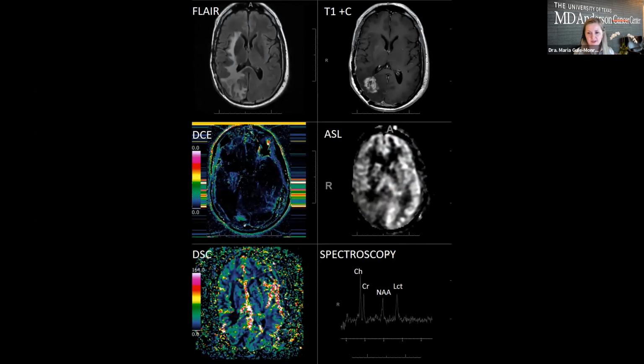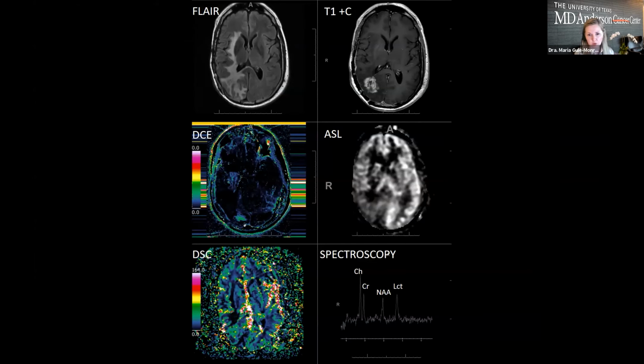So this is a patient that presented with a glioblastoma. This was after resection and chemoradiation, and the patient had non-specific nodular enhancement along a right parietal resection cavity with surrounding T2 signal abnormality and mild mass effect upon the right lateral ventricle. The clinical question, as always, was to differentiate between radiation necrosis and recurrence.